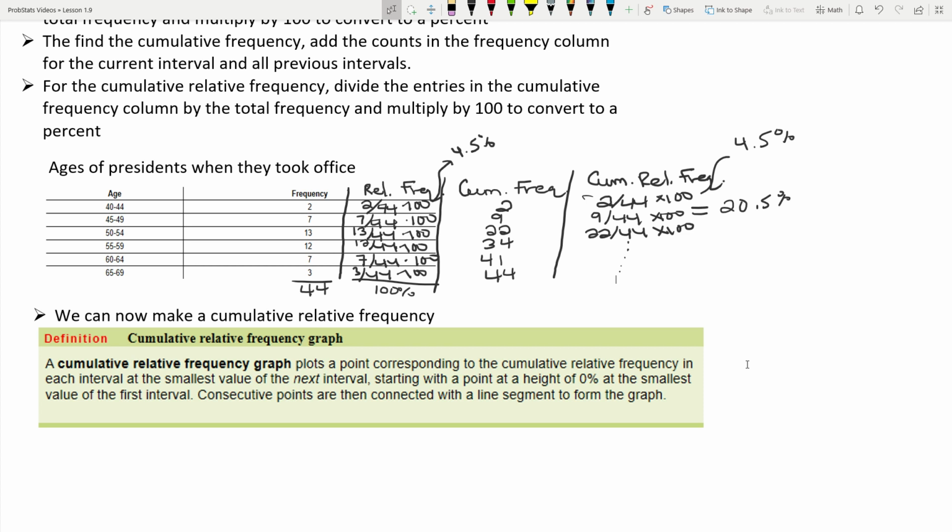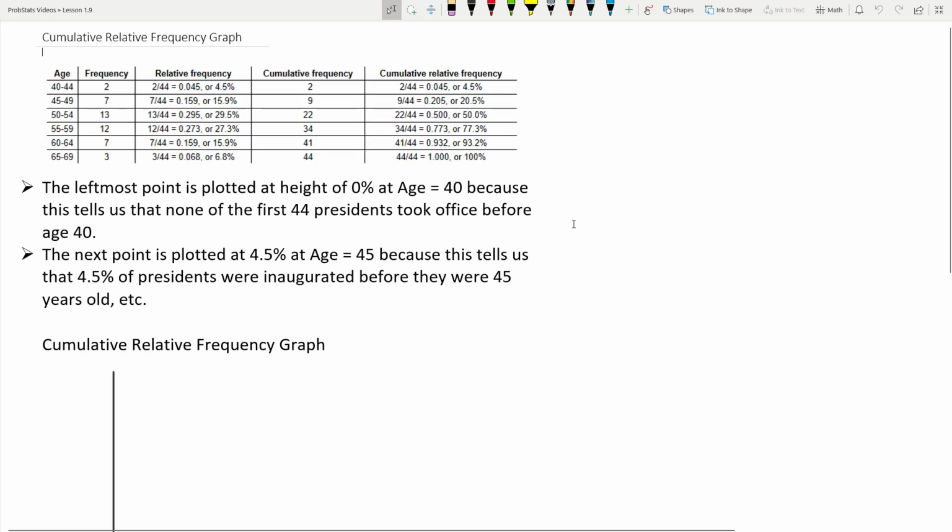All right, so I'm going to show you the updated table. So here's the updated table with the percentages and everything. Notice that the cumulative relative frequencies add up to 100%, and if you were to add up the relative frequencies, you're also going to get 100%. All right, so in order to plot this, the leftmost point is plotted at a height of 0% when the age is equal to 40, because this tells us that none of the first 44 presidents took office before age 40. So when you have age of 40, you're going to plot 0.